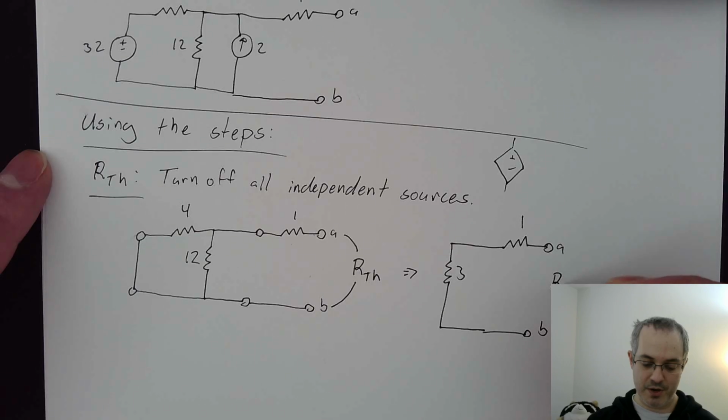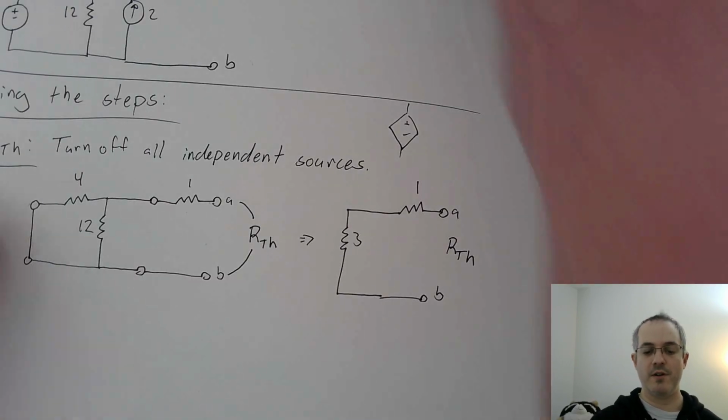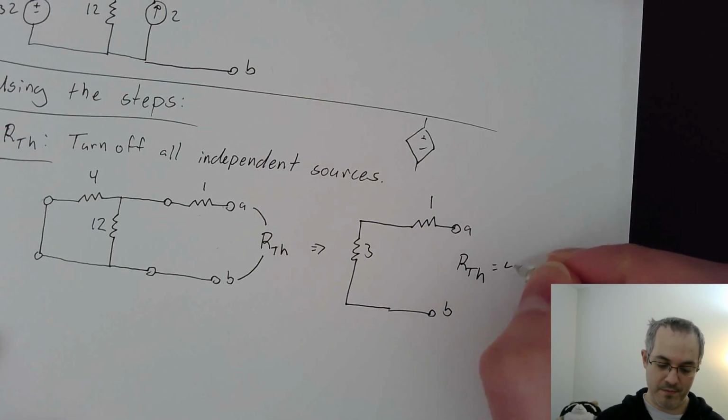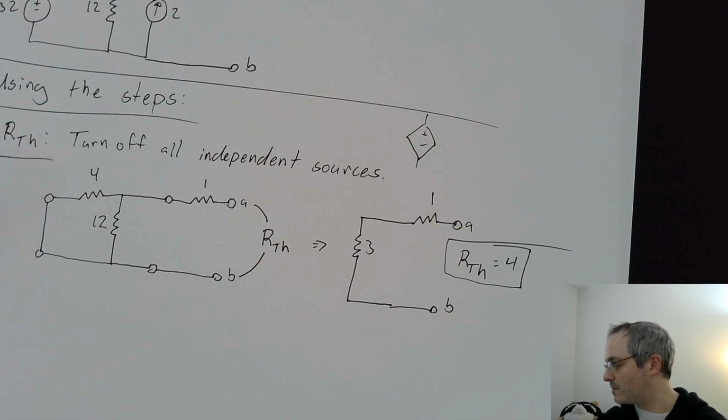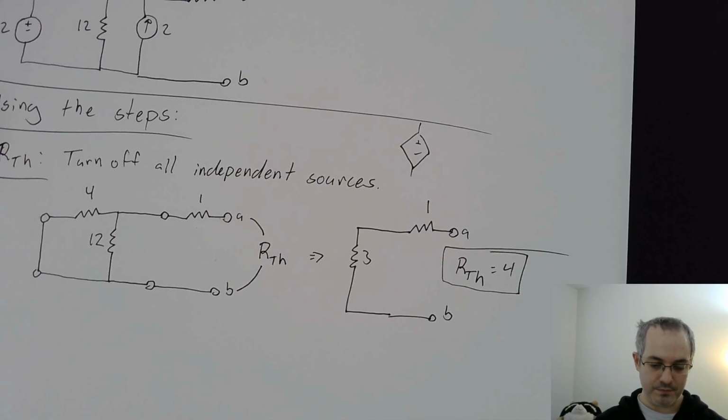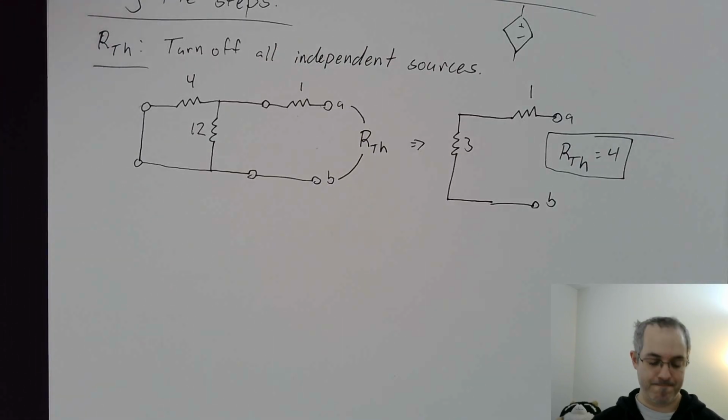And we see then pretty easily that the overall resistance will be 4. So the Thevenin resistance is therefore 4. Now for the Thevenin voltage.